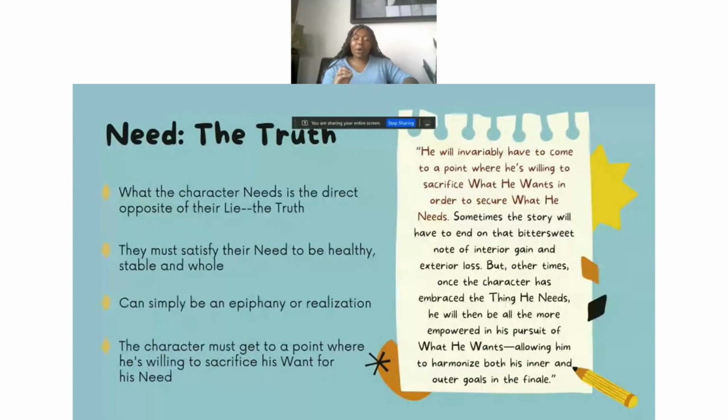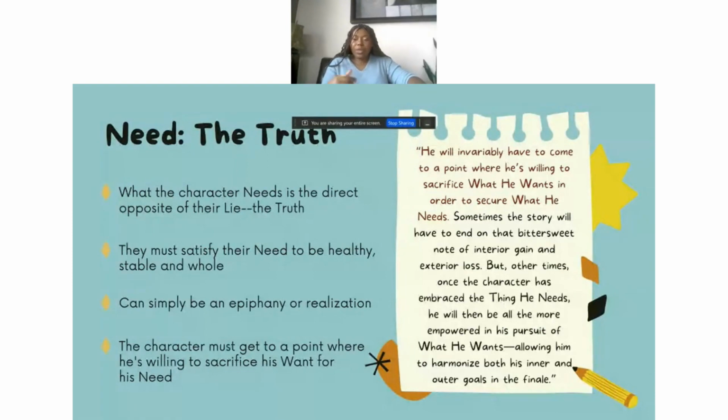And that's a great way to think about want and need. Want is the outer goal. It's the external goal. They're trying to find fulfillment in something outside of themselves. That's why it has to be something tangible, like an award, a girlfriend, a house, a promotion. Versus the thing he needs, which is his internal goal, his inner goal. And that's really what's going to fulfill him.